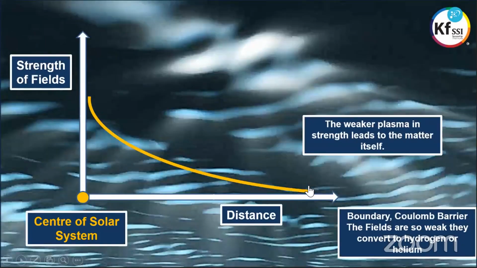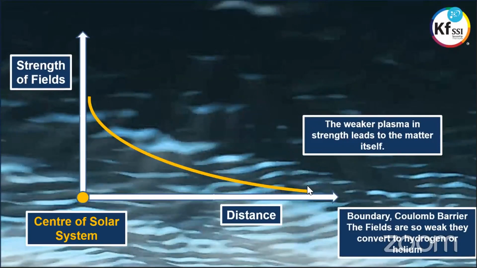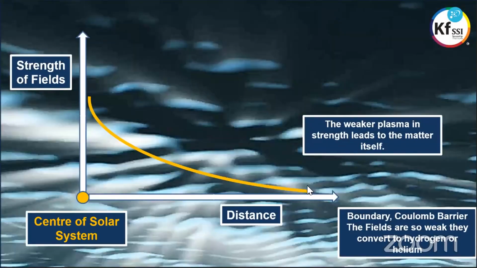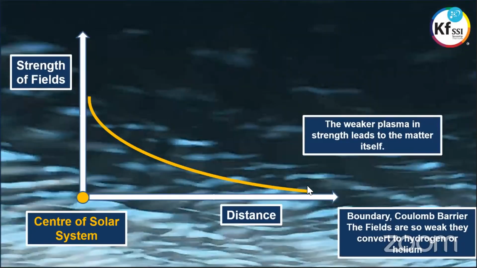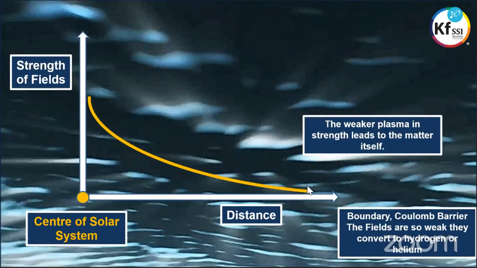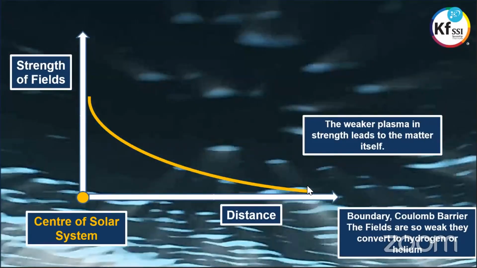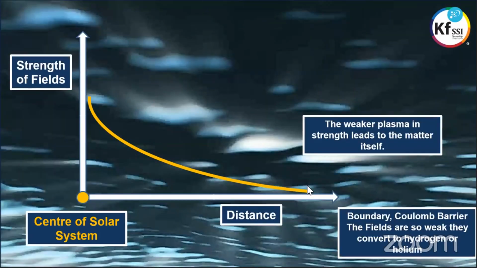So it's this weaker plasma in strength which leads to the matter itself. We get the boundary, or the Coulomb barrier. These are the fields that are so weak that they convert to hydrogen and helium. We're looking at it in our solar system. So as the fields come out from the sun and reach the outer edges of our solar system, they are so weak that they convert to hydrogen and helium and then start coming back in again.